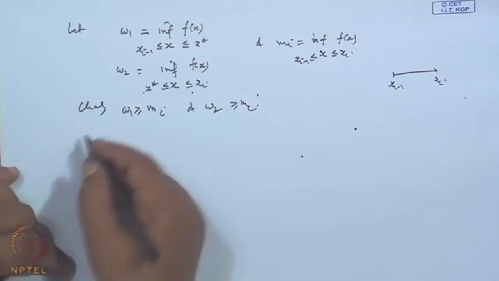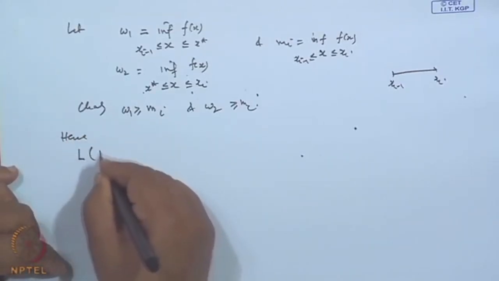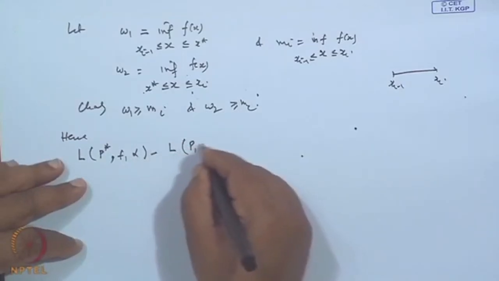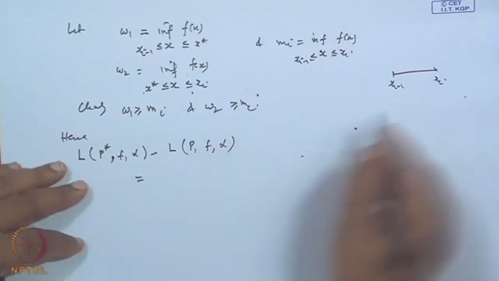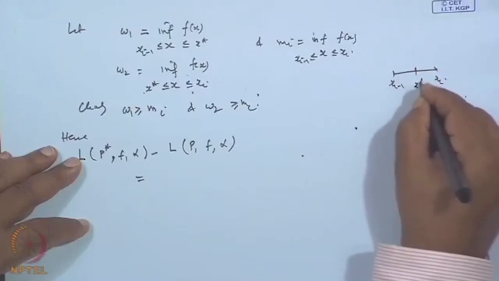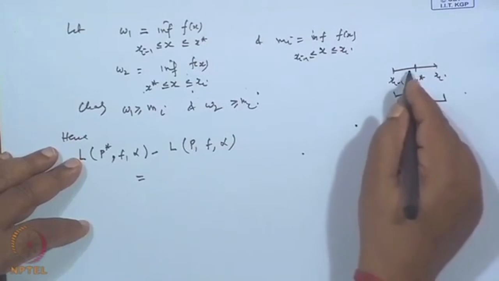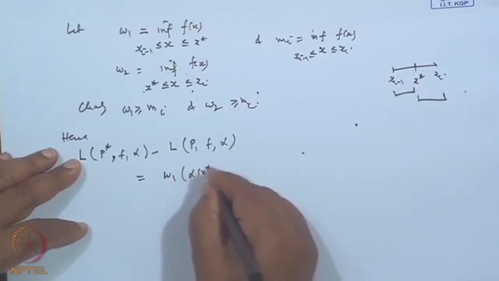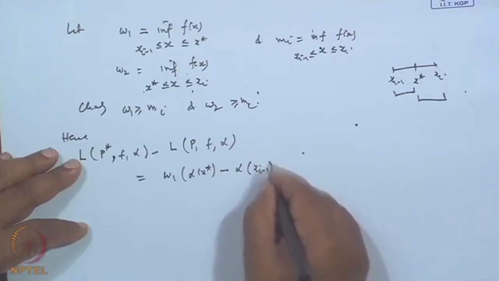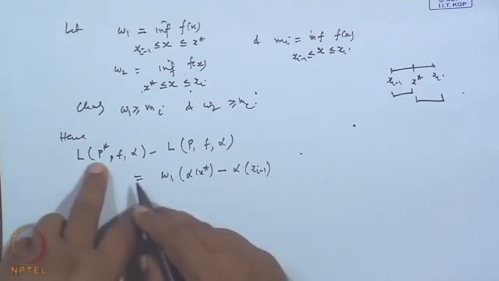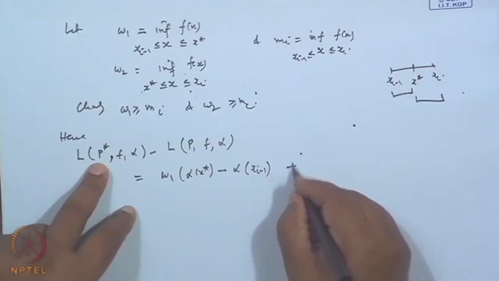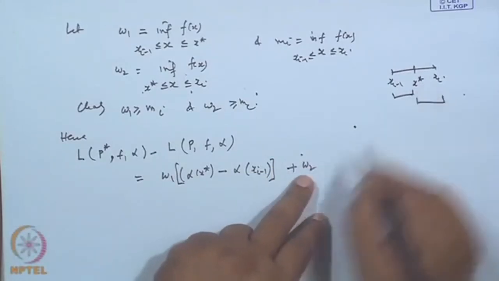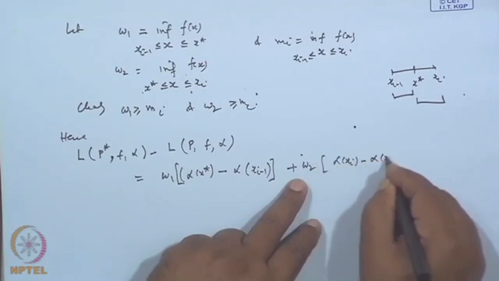Hence, consider the lower sum with respect to the partition p star of the function f with respect to alpha minus the lower sum with respect to the partition p of f and alpha. So, what we get is that over this interval p star is the sum of the two intervals. This is our x star. So, first you take over this and then this. Here the infimum value is denoted by W 1, so it is W 1 and then the value at the point alpha x star minus the value of the function alpha at the point x I minus 1. So, this is the value of the lower sum over this interval, multiplied by alpha, W 1 multiplied by this. Then over the second interval W 2, this is alpha x I minus alpha x star.